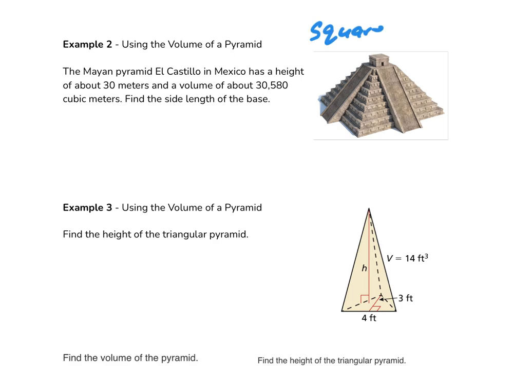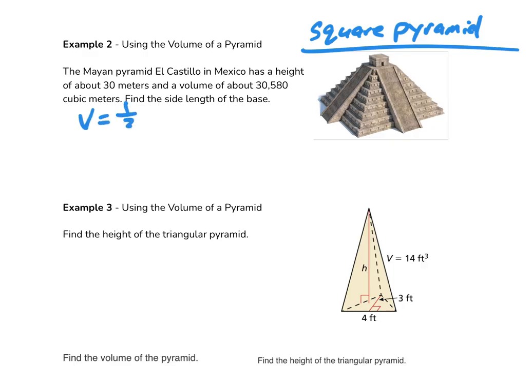It doesn't tell me this here, but this is a square pyramid. Okay, so we know the base is a square. So here's the big thing. We got a pyramid, okay, a square pyramid. So we got to make sure you use the 1/3. Okay, we can't forget the 1/3. That's really, really important today. This one tells me the volume. So I'm going to plug that in to V.